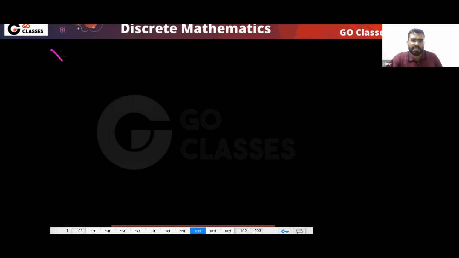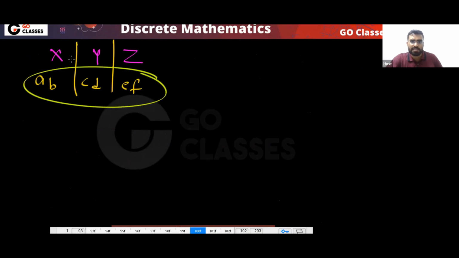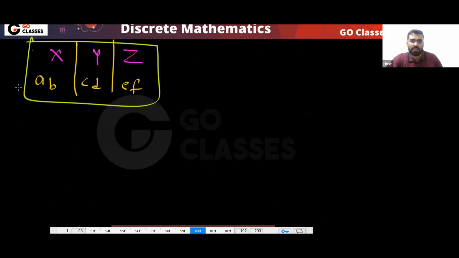For example, consider this case, X, Y, Z, where X is taking AB, this is taking CD, this is taking EF. This case you have counted many times. How many times have you counted this case? Can anyone tell me? Just think about it. Okay, let's check.